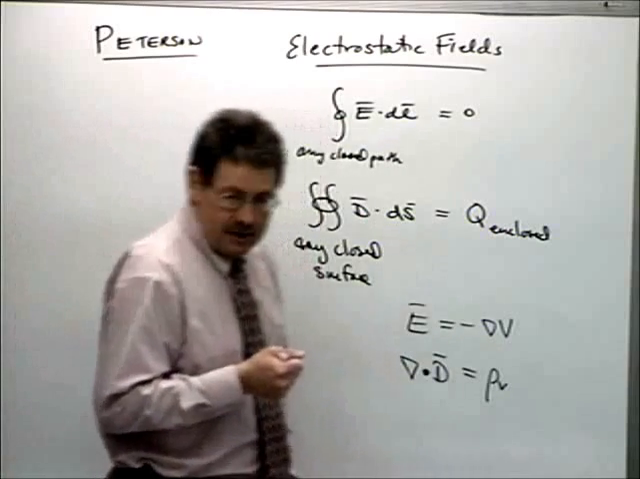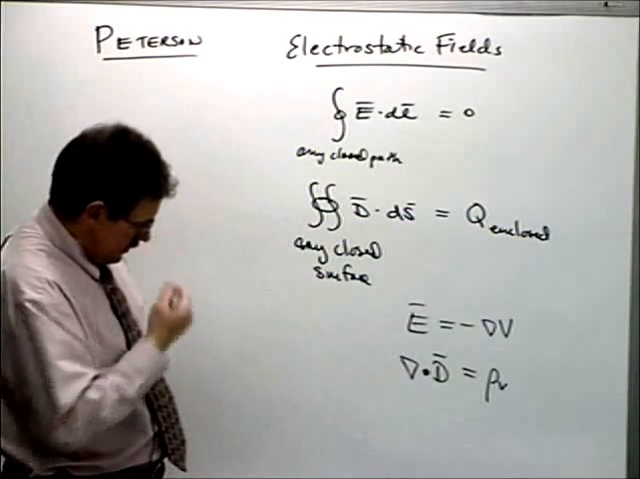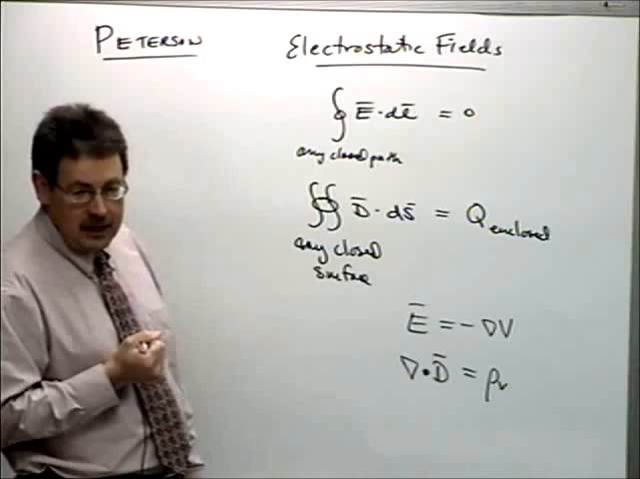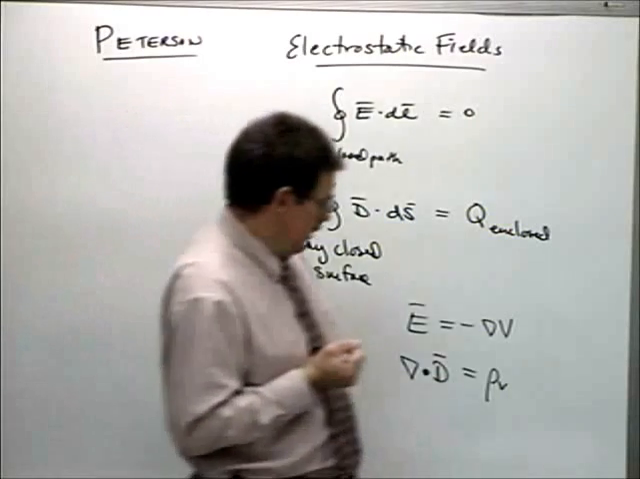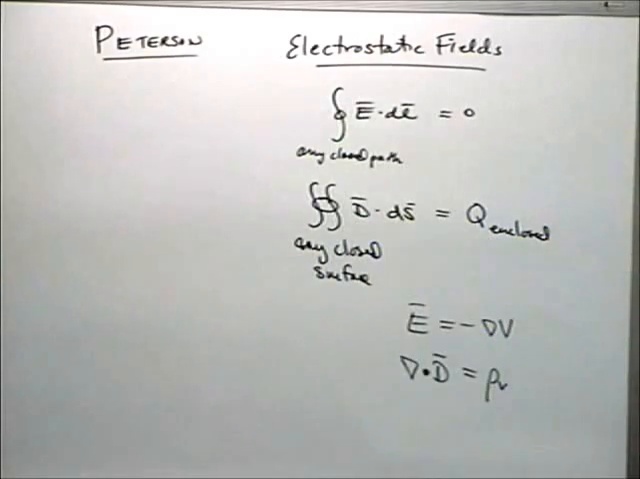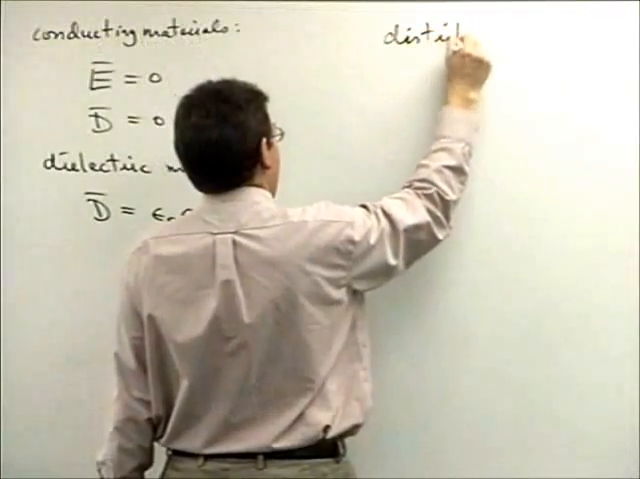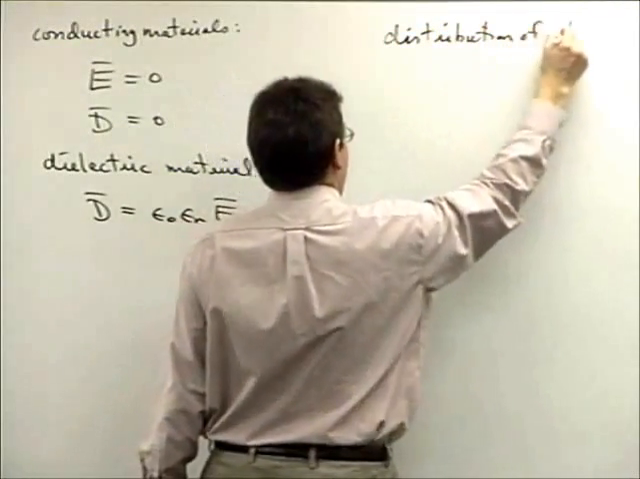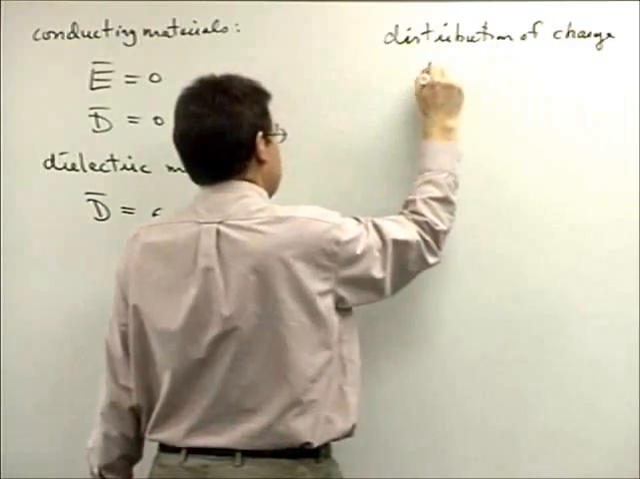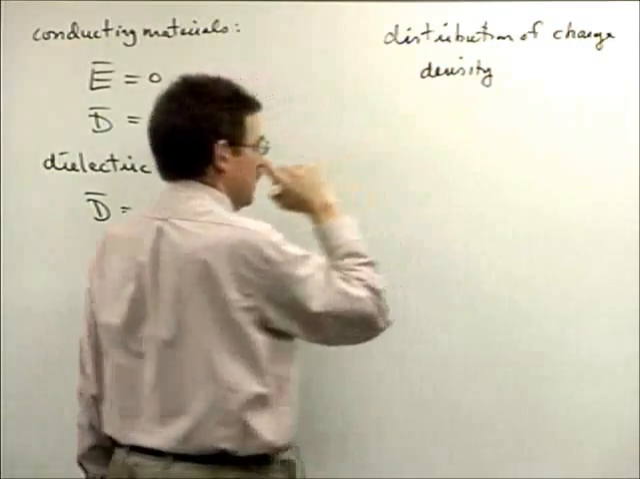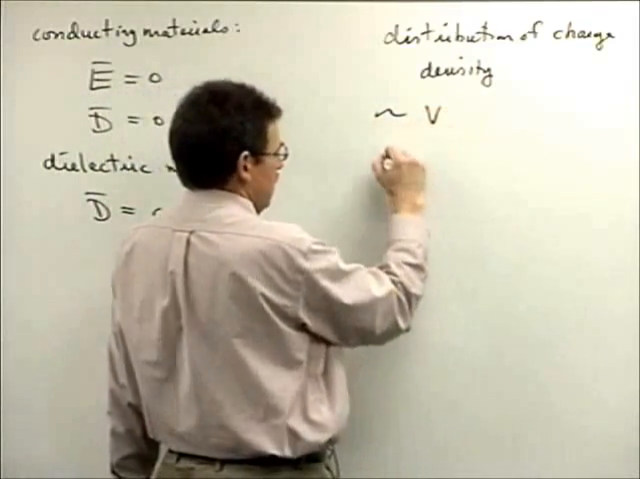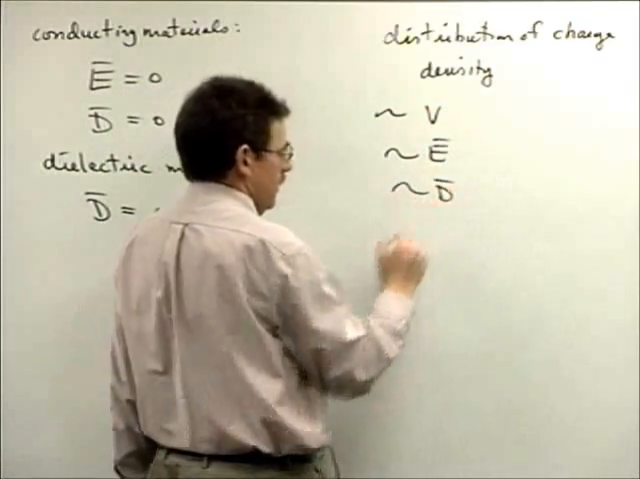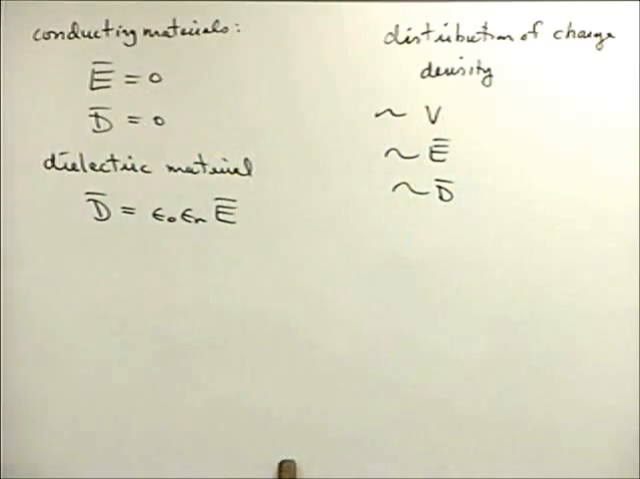So there was a question about a line source or a surface charge or something like that. I don't know that it makes too much difference what the charge distribution is, but if you have a distribution of charge density or something, then that will produce all of these fields. All right, so we'll get a voltage, we'll get an electric field, we'll get a D field, and then they will be related by the various equations involved here.